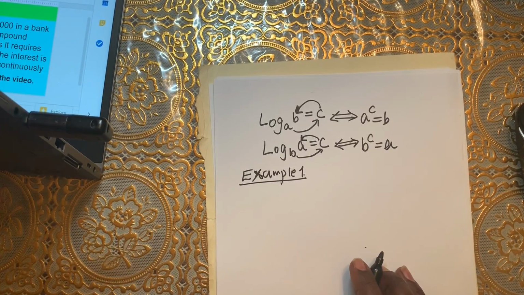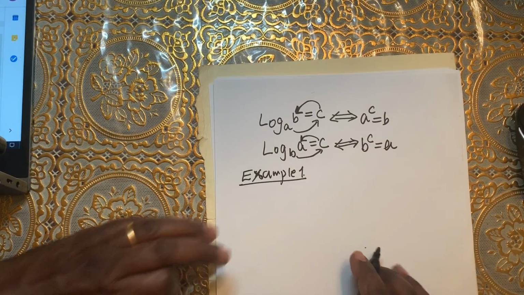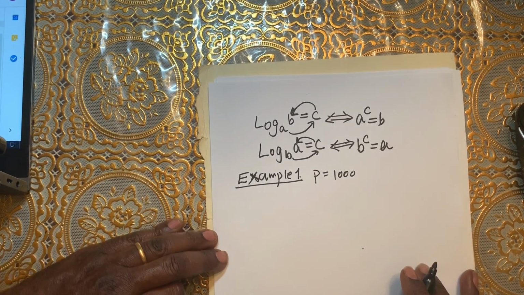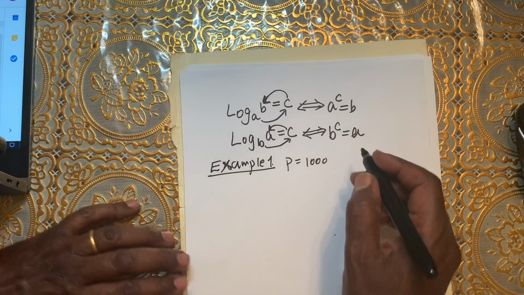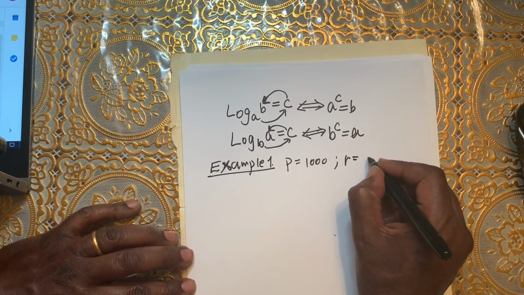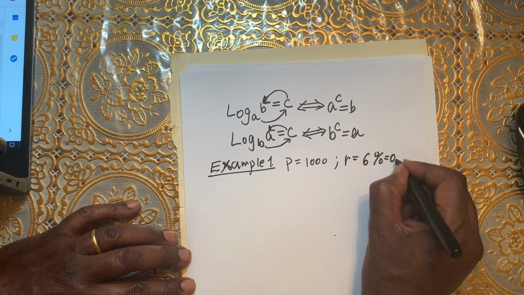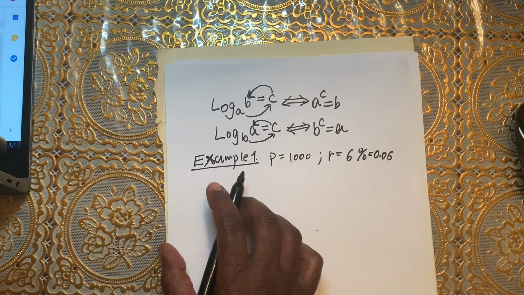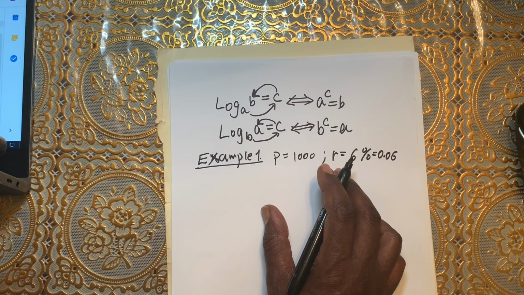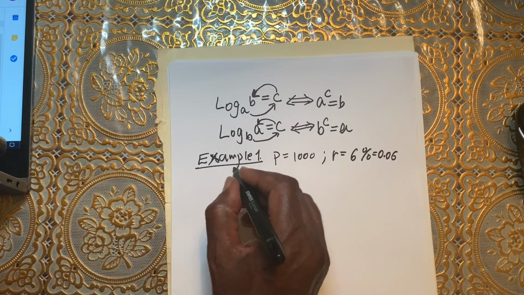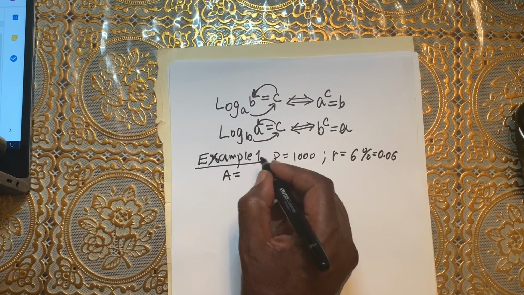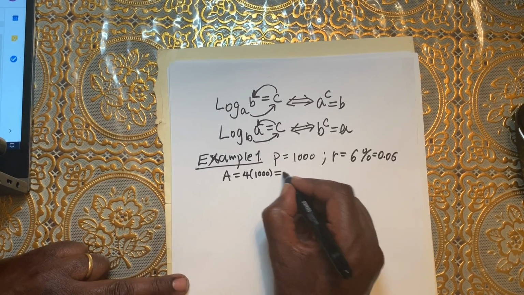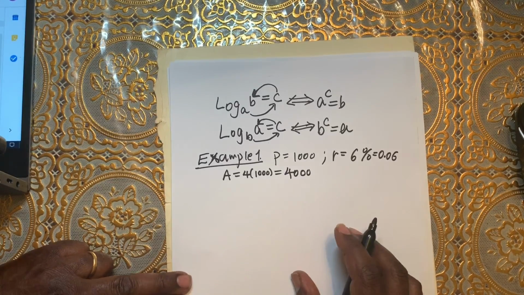The problem said the initial amount P is 1,000 because Mr. Peter started with that, and the rate R is 6%, which means 0.06, and it's compounded annually. We are going to find when it will be quadrupled. Quadrupled means 4 times 1,000, which is 4,000.